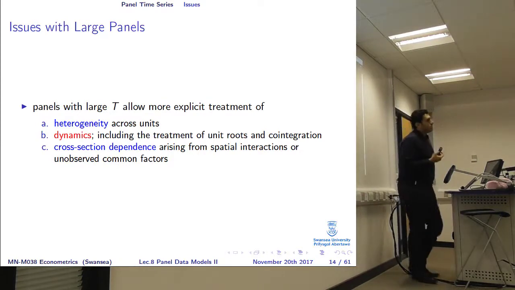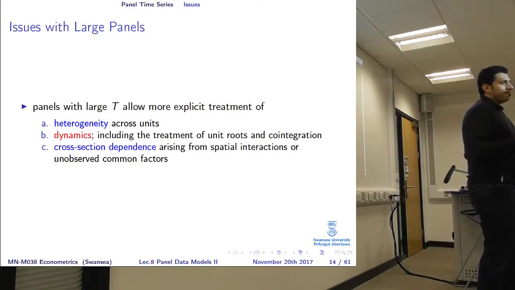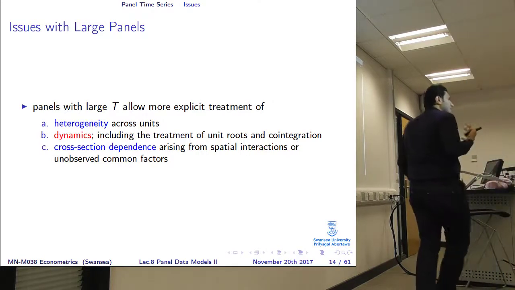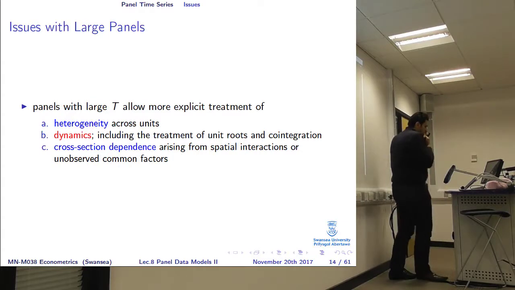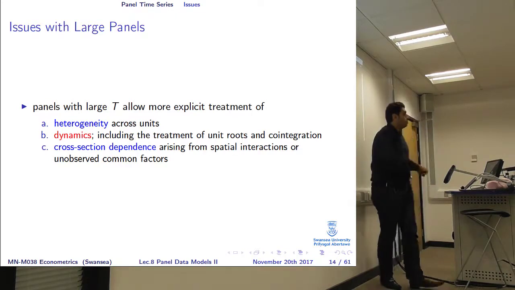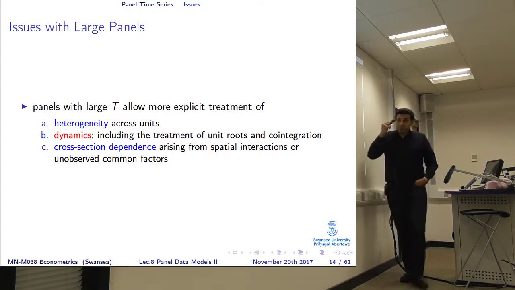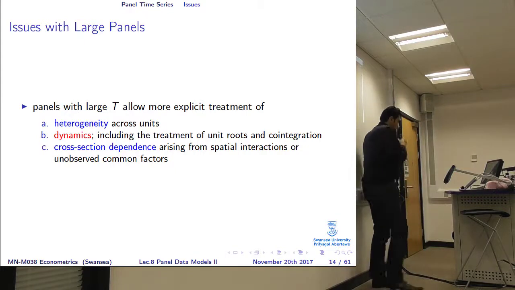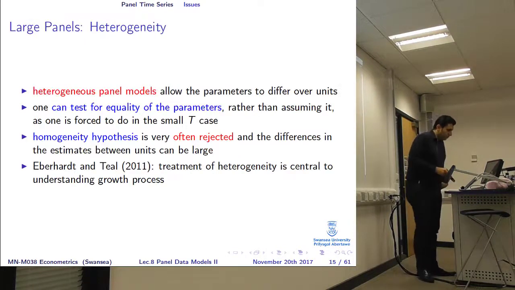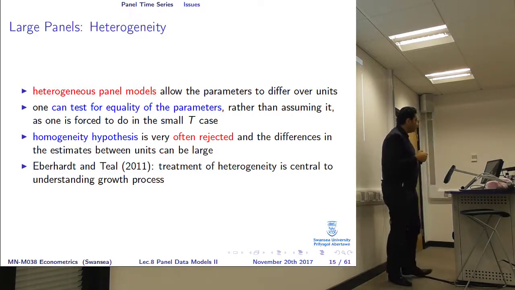First of all, the heterogeneity across units. Well, it's still there because if we have a number of cross sections, a number of individuals, a number of firms, we still need to be worried about how these are different from each other. So this heterogeneity, we need to consider in the model. That's one thing. So heterogeneity across units, dynamics, including the treatment of unit roots, and this is what we're going to be focusing on today, the unit root and the cointegration, and also we need to think of the cross-section dependence. Okay, so let's look quickly at each one of those before we jump to the main example we'll have in this lecture.